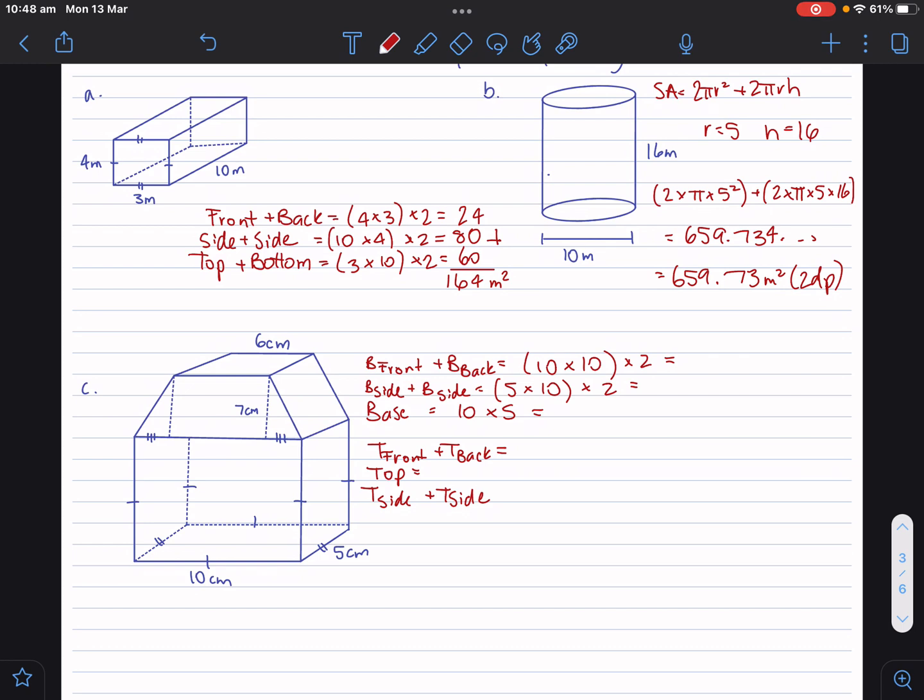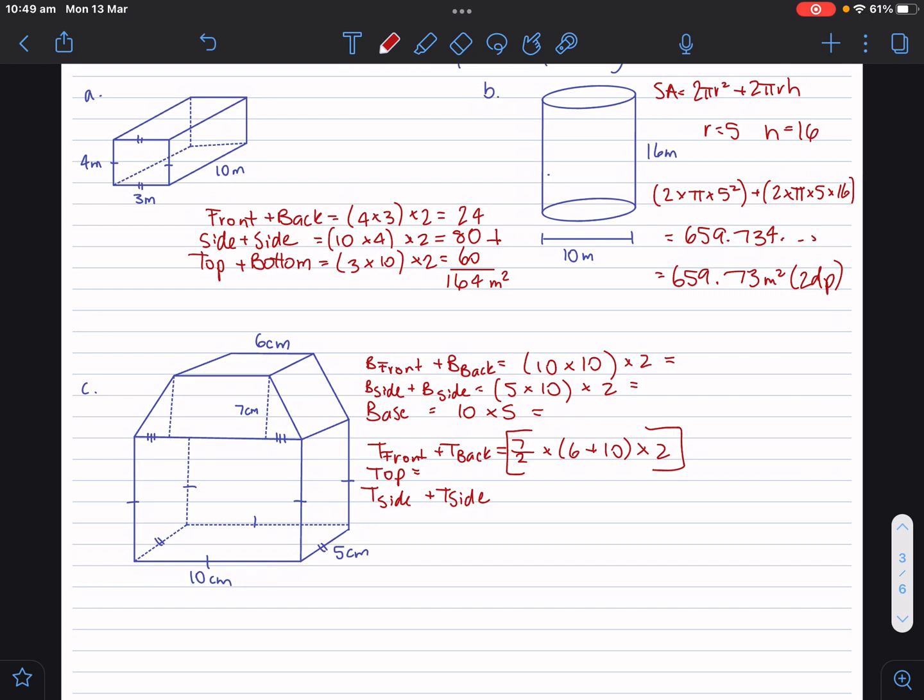Now we do the top front. That is a trapezium, so we're going to have to use the trapezium formula. The trapezium formula is h over 2, the height being 7 here, so 7 over 2, times A plus B. A is 6, and this is all 10, so it's 6 plus 10. And because there's 2 of them, I'm going to multiply by 2.